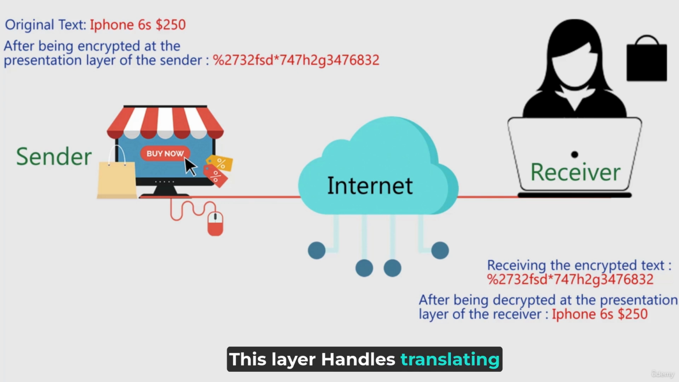This layer handles translating the data from the top layer, which is presented in the application format, to network format and vice versa. After the presentation layer processes the data from one format to another, the information is then passed to the session layer or the application layer, depending on whether the data is transmitting or receiving.